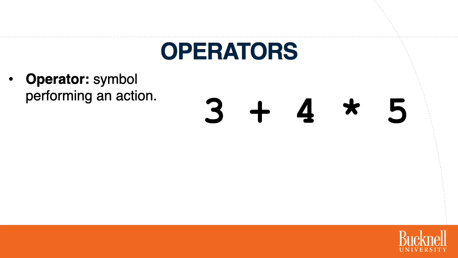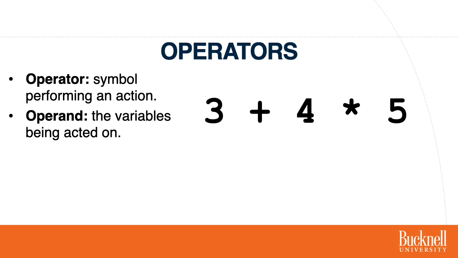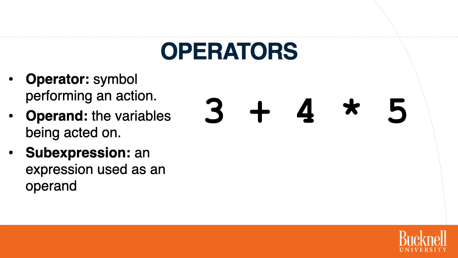An operator is a symbol performing an action. In 3 plus 4 times 5 here, the plus and multiply symbols are operators. The operands are the variables being acted on. 3, 4, and 5 are operands. A sub-expression is an expression used as an operand, such as 4 times 5.